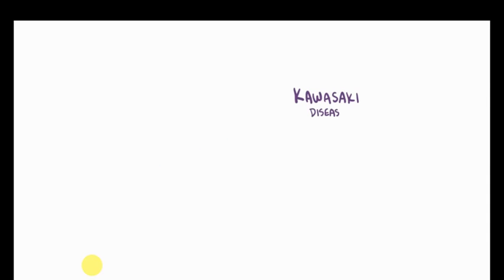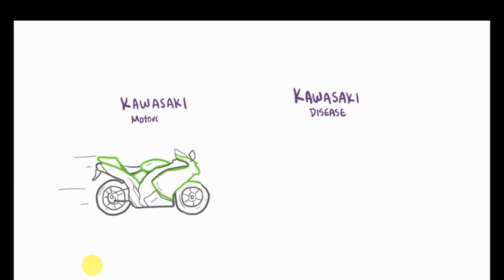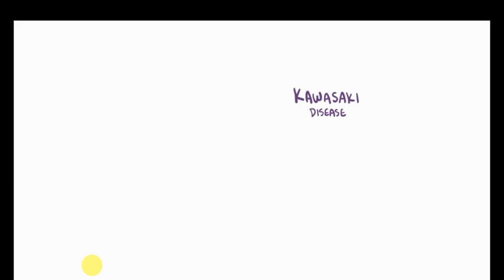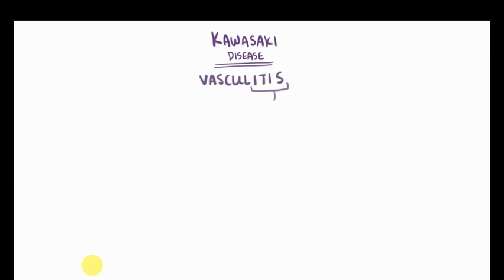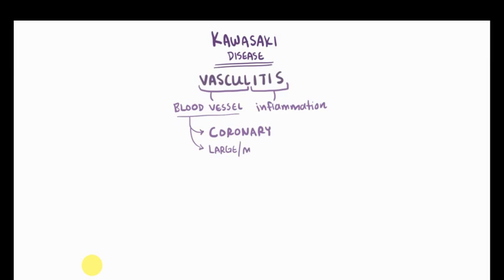Kawasaki disease isn't at all related to the motorcycle and engine company, other than the fact that they were both founded or first described in Japan. Kawasaki disease is a vasculitis, or an inflammation of the blood vessels, that mostly affects the coronary arteries, but can also affect any large or medium-sized arteries as well.